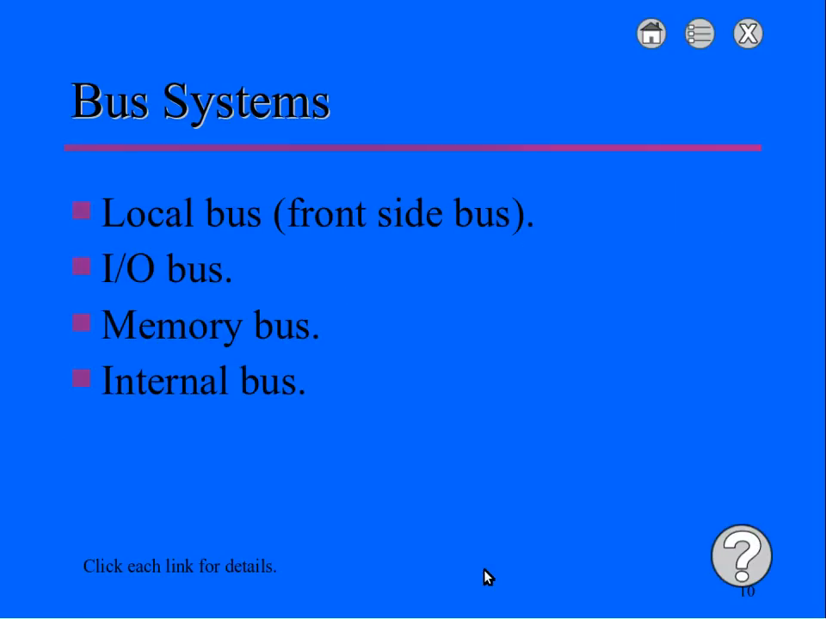Now, one of the things that the motherboard does is it provides communication to the different parts of a computer. And the communication signals travel through groups of wires called bus systems. Buses are just a number of wires that serve a given purpose. One set of wires or bus is called the local bus, or often referred to as the front side bus.